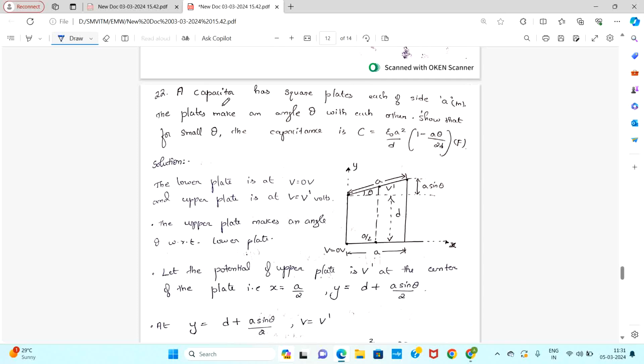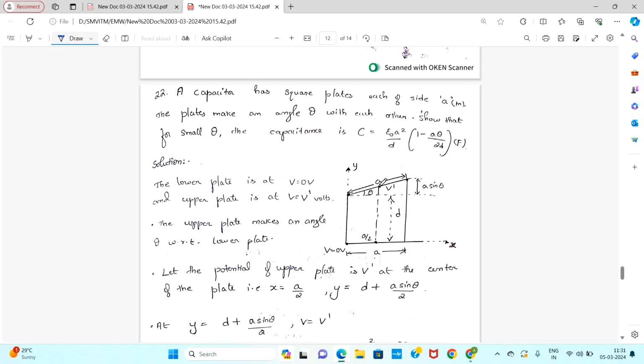So the last problem: a capacitor has square plates, each of side a meter, and the plates make an angle theta with each other. So there are two square plates, okay? One of them is placed at the origin, or x equal to 0. The other plate is at some other distance, okay? So this is one plate, this is the other plate. Both the plates are of size a meter. The side is a meters.